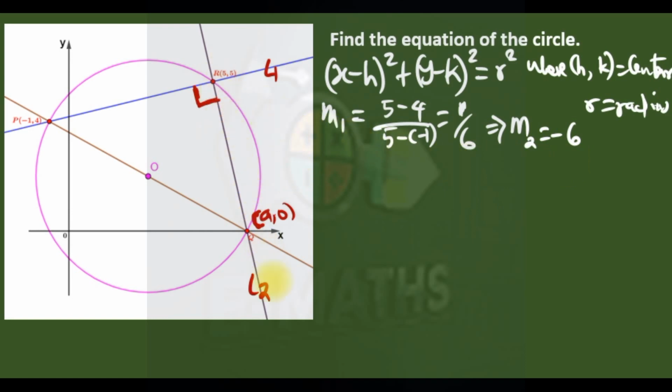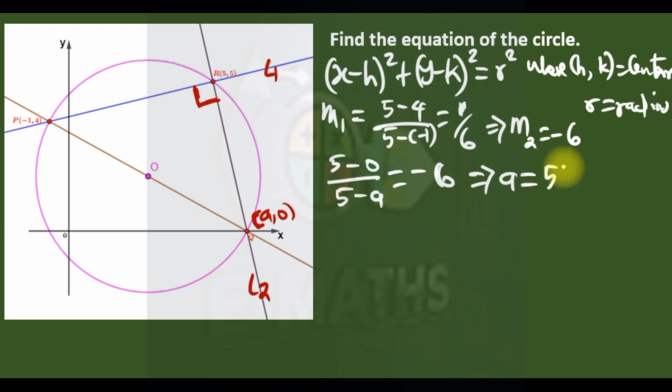Again, looking at this line, we can use our slope formula, which is change in y over change in x. So m2 is (5 - 0) over (5 - a), which is -6. Using two points to get the slope. Making a the subject of the formula, a is 5 + 5 over 6, which is 35 over 6. So the value of a is 35 over 6.